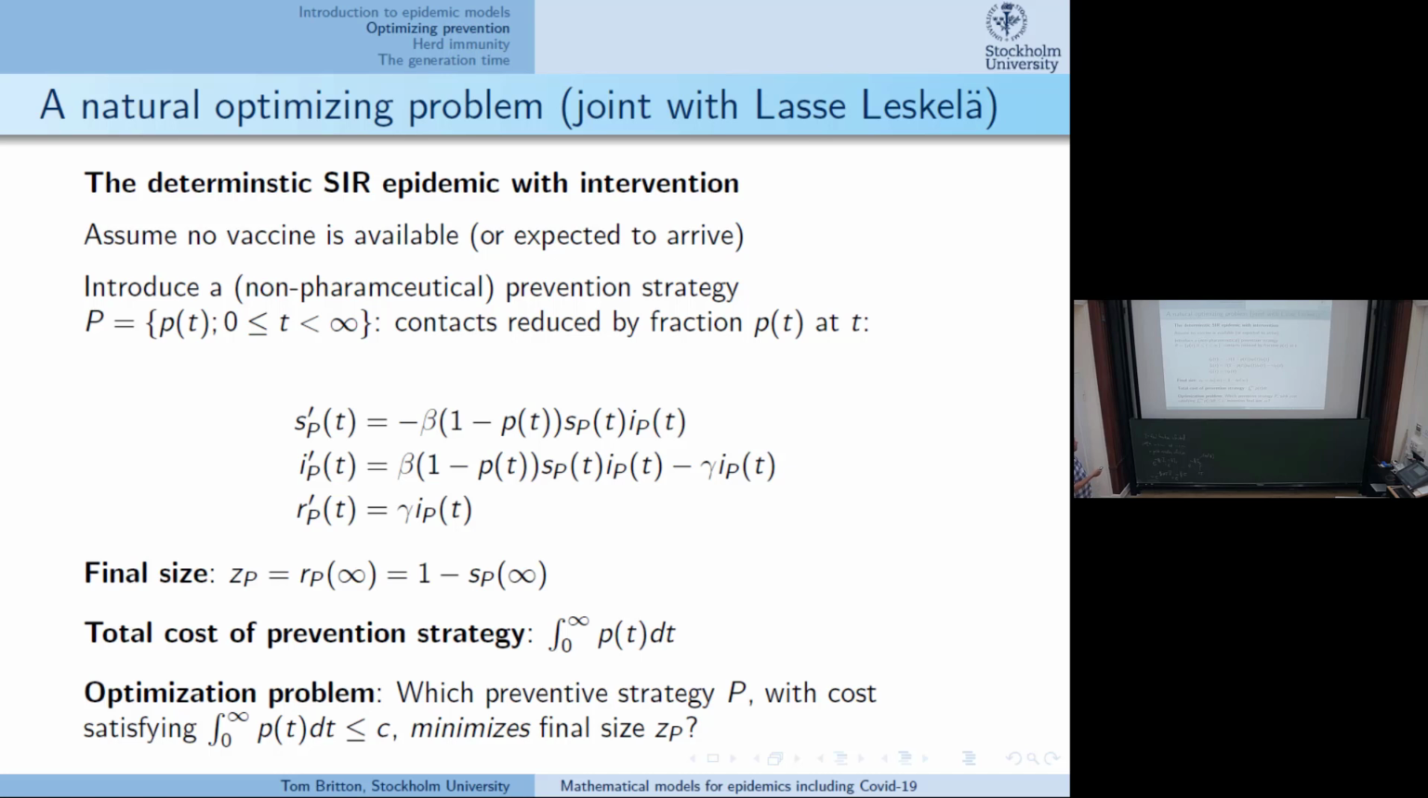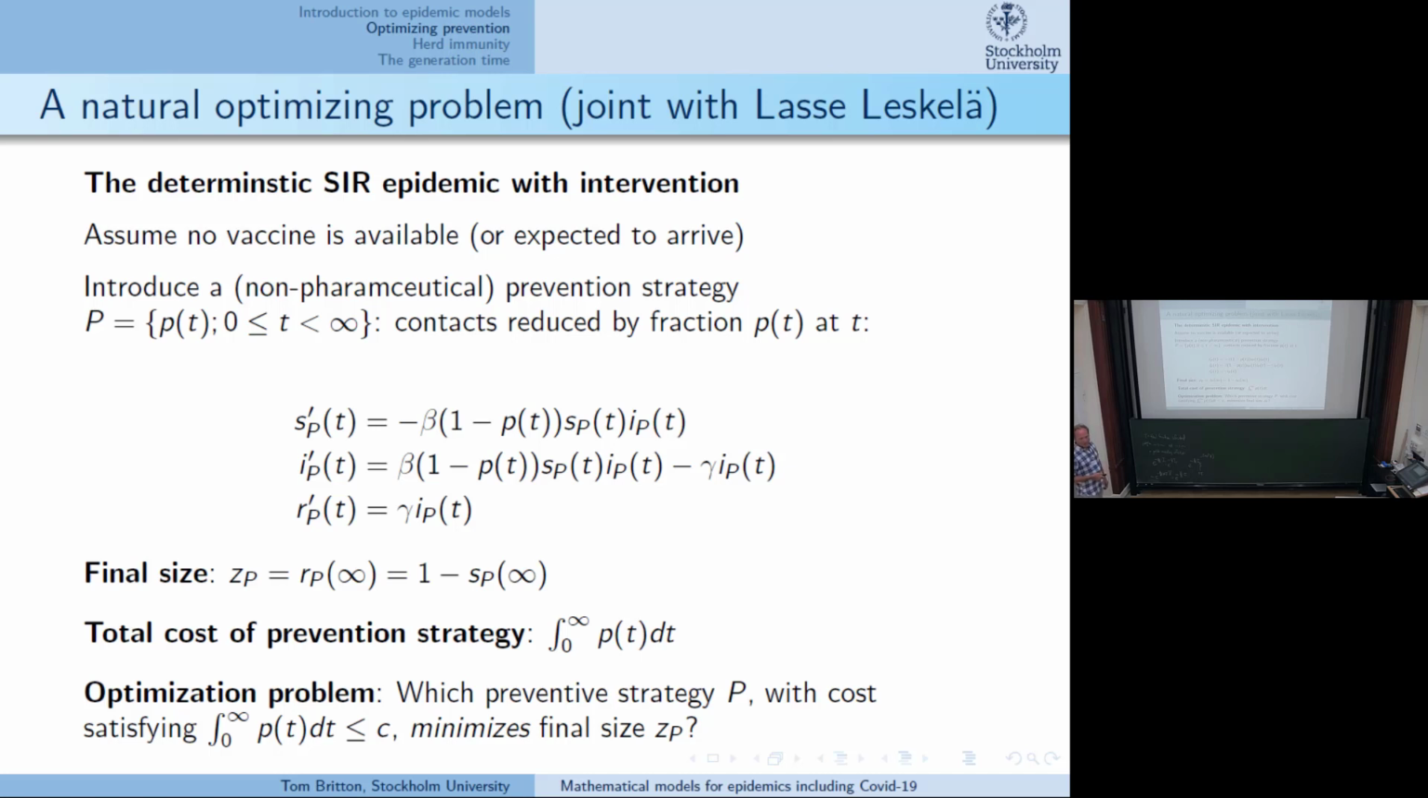And we will get the final size, which of course is no longer as explicit as before. Okay, of course, the best thing is to reduce, well, maybe there's a cost as well, but if we're only interested in reducing spreading, of course the best strategy is to reduce contacts very much for a very long period of time. That's of course quite reasonable. But suppose there is a cost of the prevention strategy, and we have defined the cost like this.